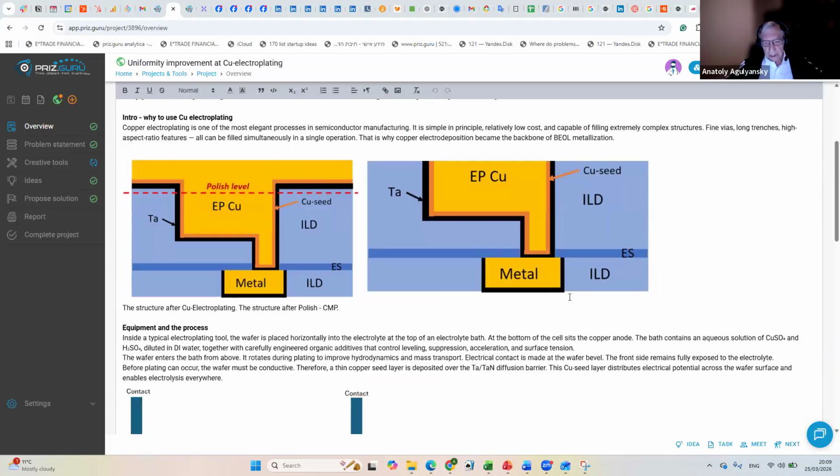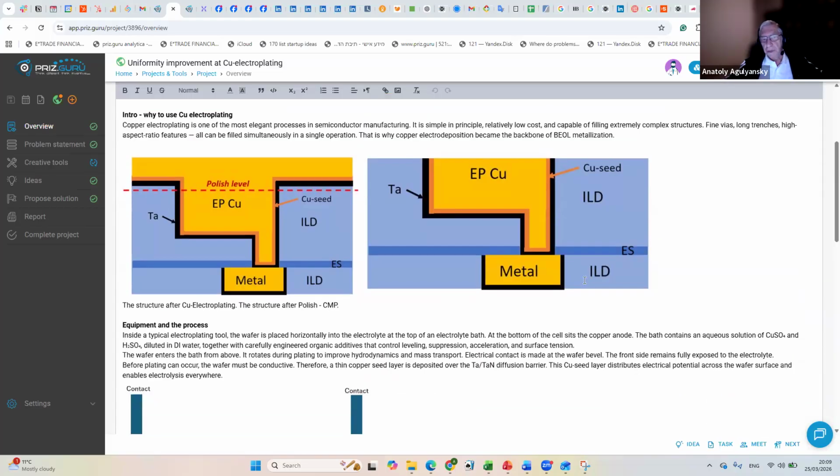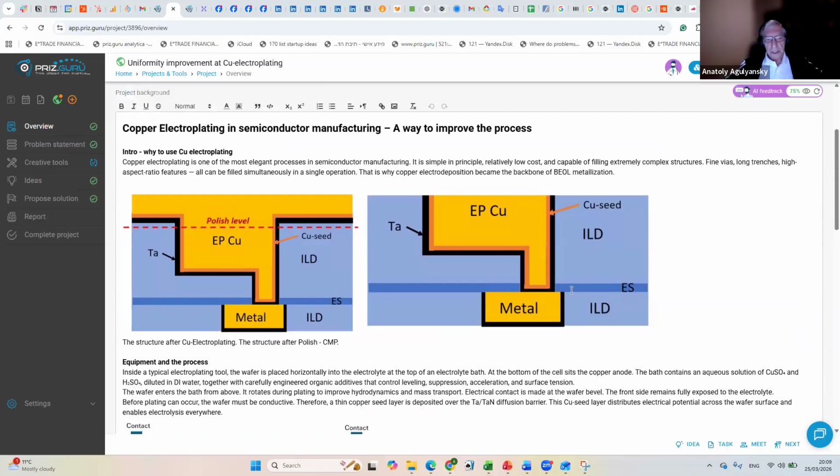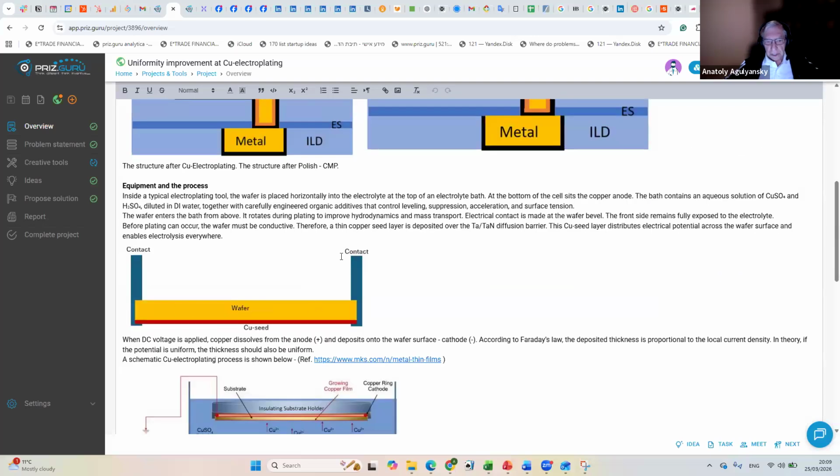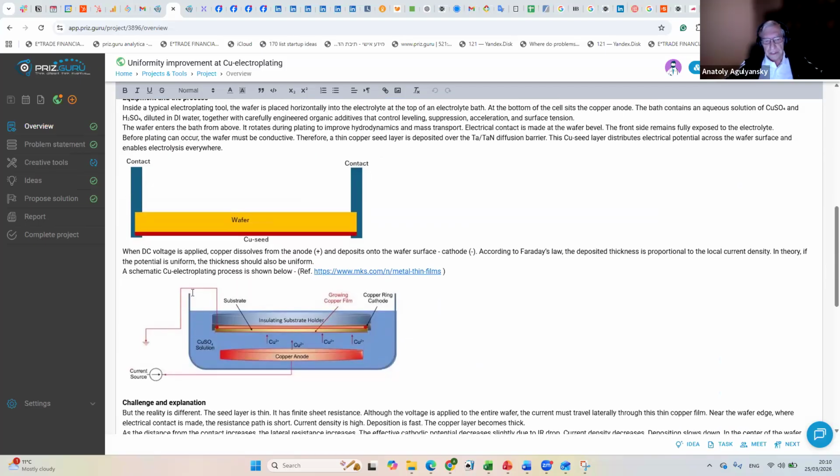Why do we need such a long, expensive way to deposit more and after that to remove it? Very easy. It comes from electroplating because we don't know how to deposit copper uniformly. The wafer is connected, you see, the seed layer is here. We connect to the bevel of the wafer, this is a contact where we connect it to electricity, and we place it into the electroplater.